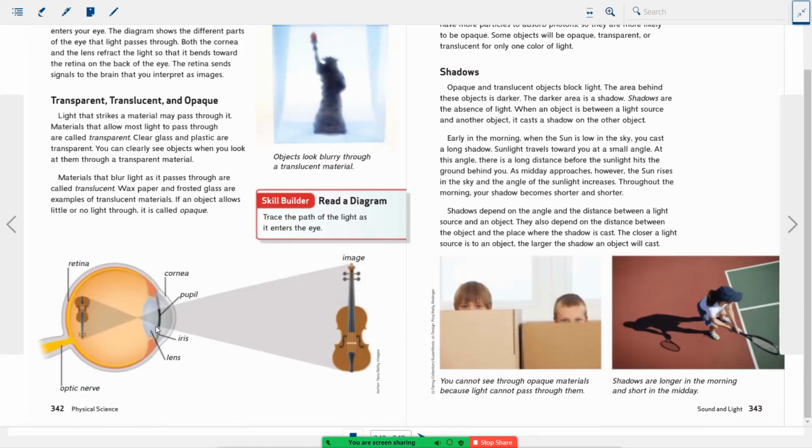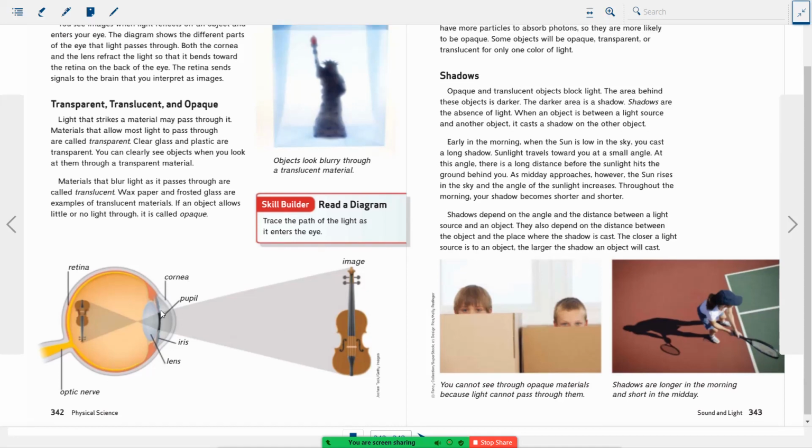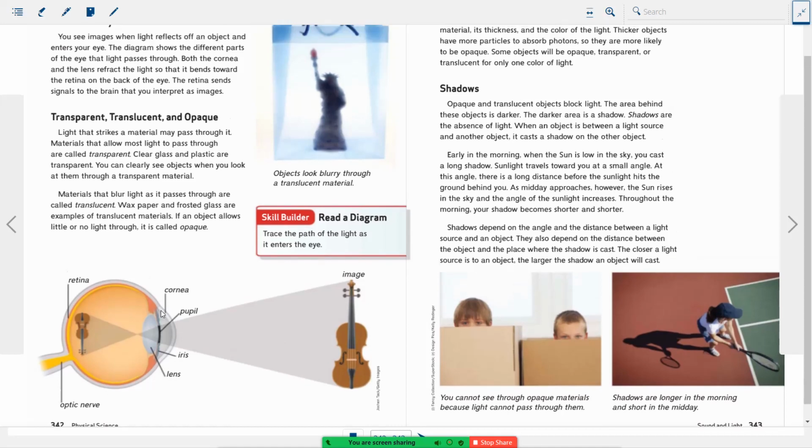So when light and things are coming through, it's going to come in and go through the cornea and the lens. So here's your cornea, it's that clear overlay on top of your iris, and then the lens over here, and it's going to refract them or bend that light and send that image to the back of your eyeball where your retina is. And that's going to send the messages to your brain so you know what you're looking at.